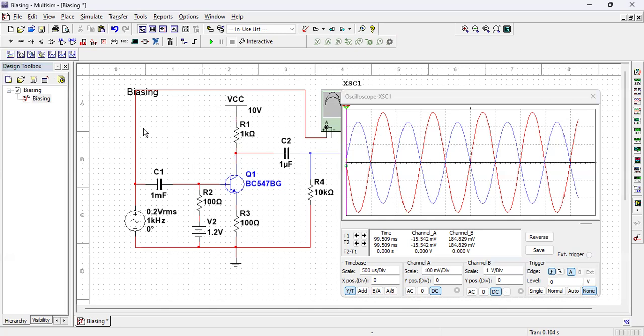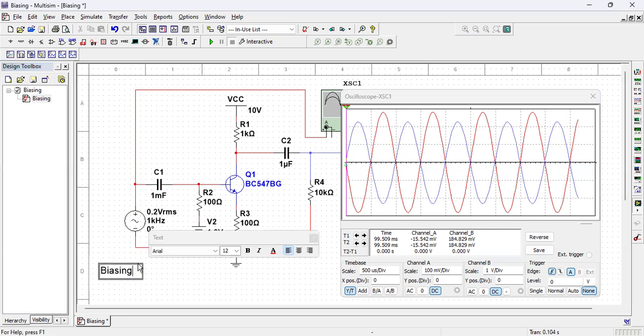Now, the first question we started with is, what is bias? We started biasing. Now, I repeat once again, what I have shown you here is not as per design criteria. I have only shown you what is biasing. When you learn design criteria of a transistor amplifier, you will see exactly these waveforms will be further fine-tuned. So what is bias?